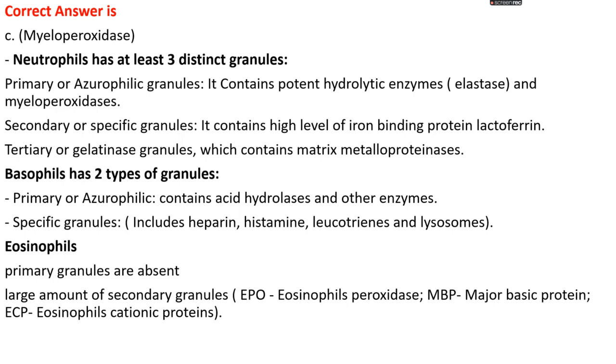Okay. And if we see basophil, it contains two types of granules only, that's primary or azurophilic granules which contain acid hydrolase and other enzymes, and specific granules which include heparin, histamine, leukotriene and lysosome. But in case of eosinophil, it lacks primary granules. It contains only a large amount of secondary granules. The secondary granules of eosinophils are eosinophil peroxidase, major basic protein, eosinophil cationic protein, etc.